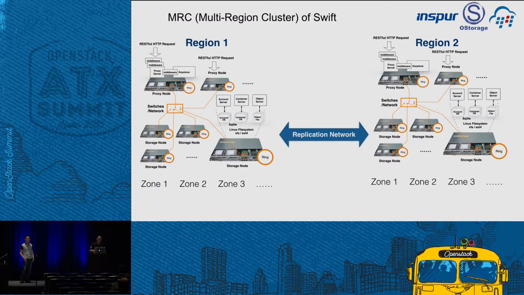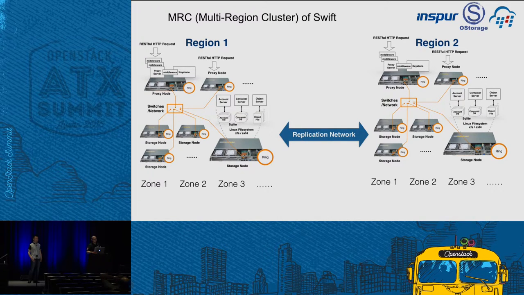And usually the connection between data centers or regions, or even different cities, is slower than the connection between different nodes in one region, apparently. Especially when these data centers are in different cities, the connection is even slower, and the delay is longer. The speed is slower, so it will be the bottleneck. The replication network will be the bottleneck of this storage system. So how do we solve this problem?